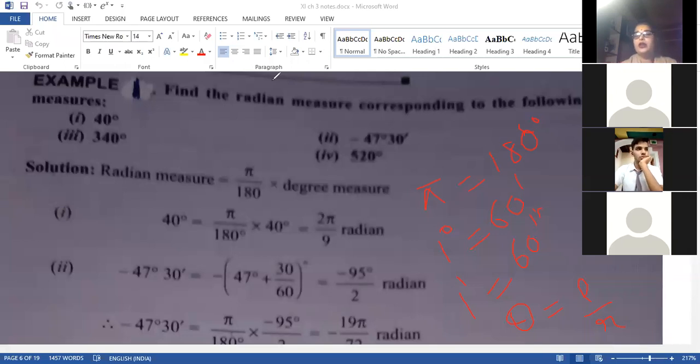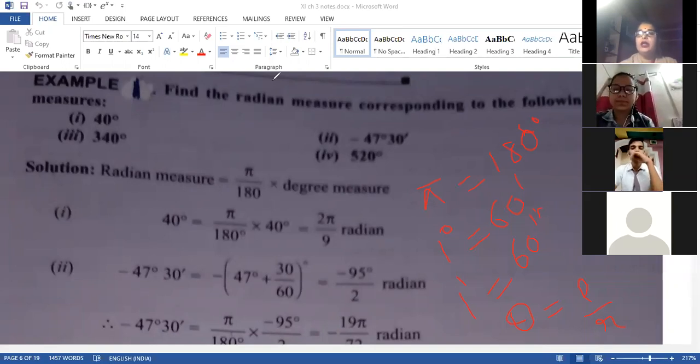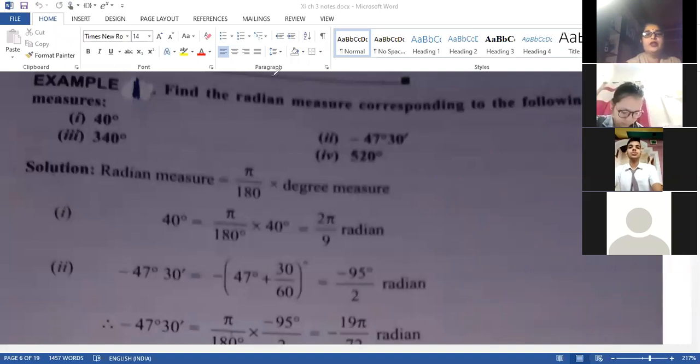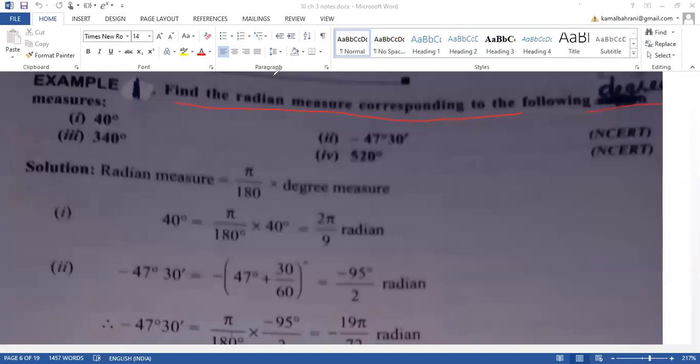And when theta is equal to L upon R, that theta will always be in radian. Your first question is: find the radian measure corresponding to the following degree measure. Just see, we have 40 degree. We have to find the radian measure corresponding to this degree measure. You know the unitary method: 180 degree is equal to pi radian, so 1 degree will be equal to pi by 180 radian.